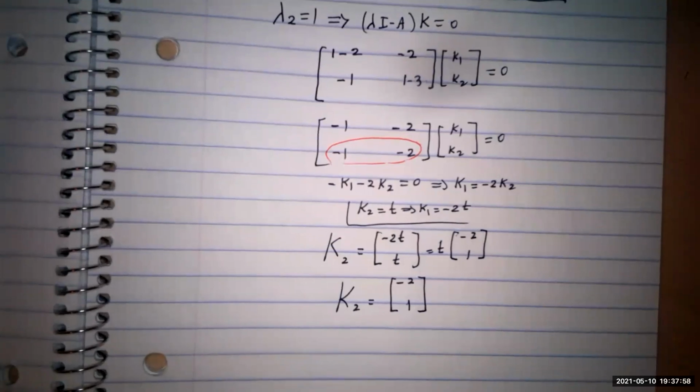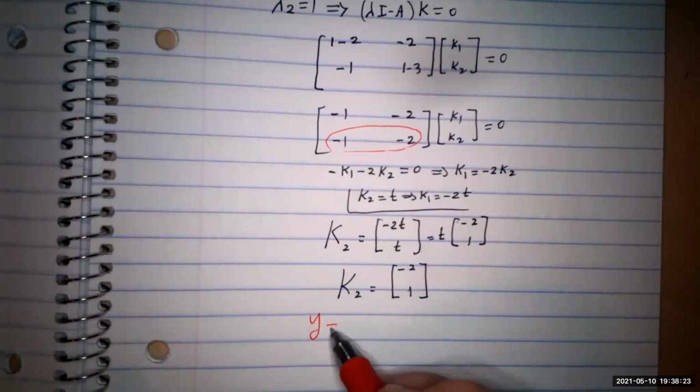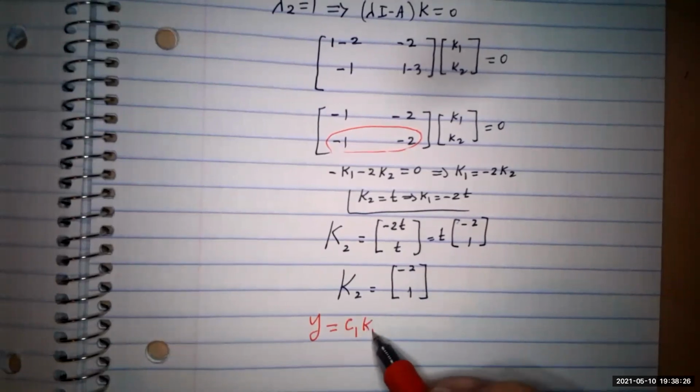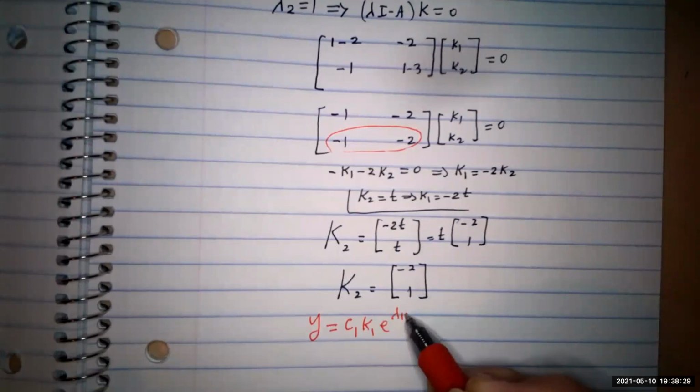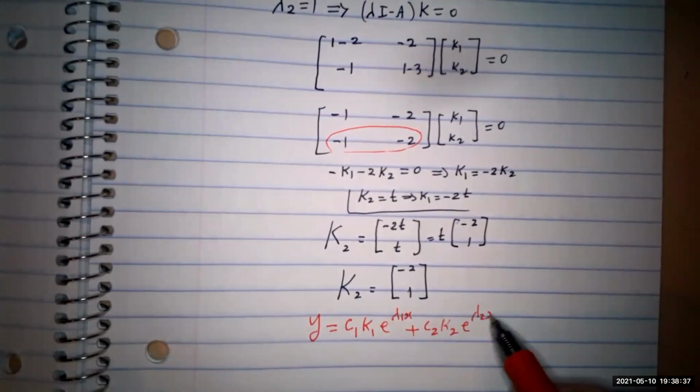Now we are ready to give you the general solution of the differential equation. Remember the general solution, because each of these would give you one solution for the lambda 1 and lambda 2. You have a kind of special solution if you like, but the general one is, as we talked about, y is equal to c1 k1 e to the lambda 1 x plus c2 k2 e to the lambda 2 x.